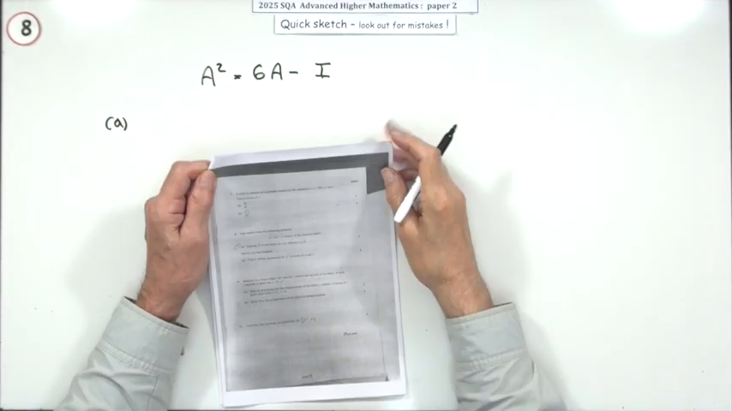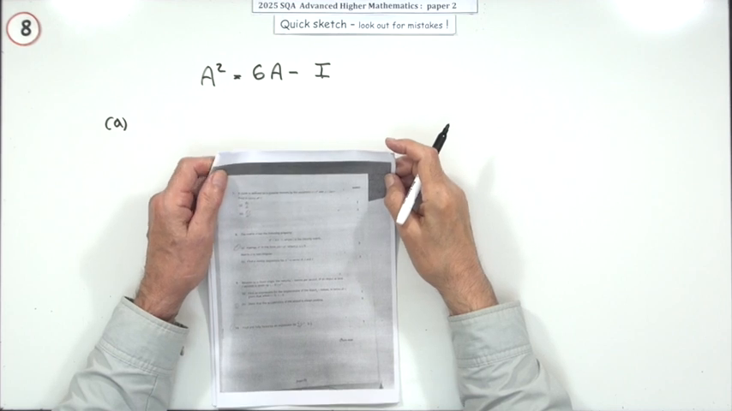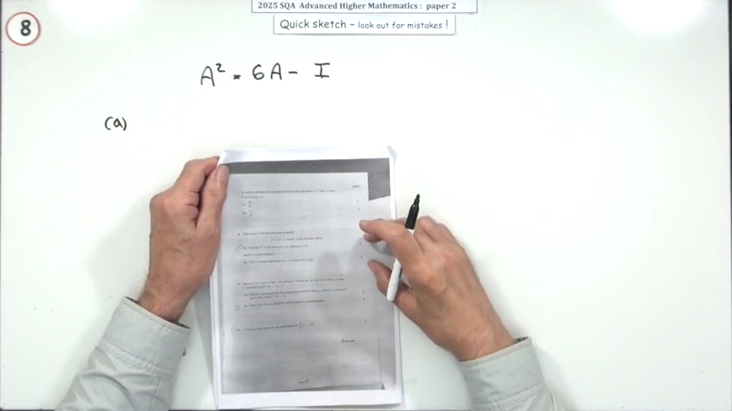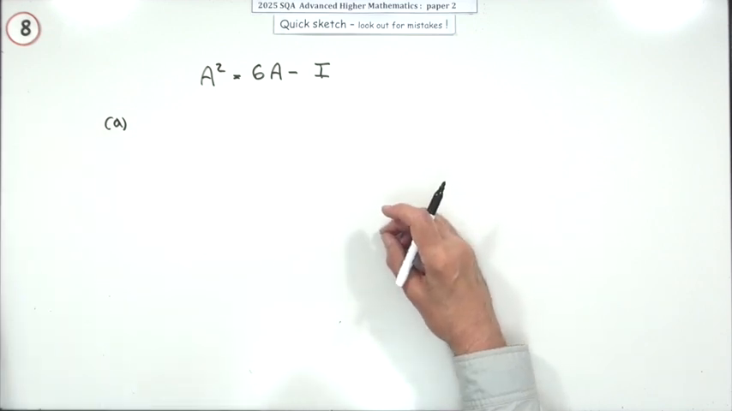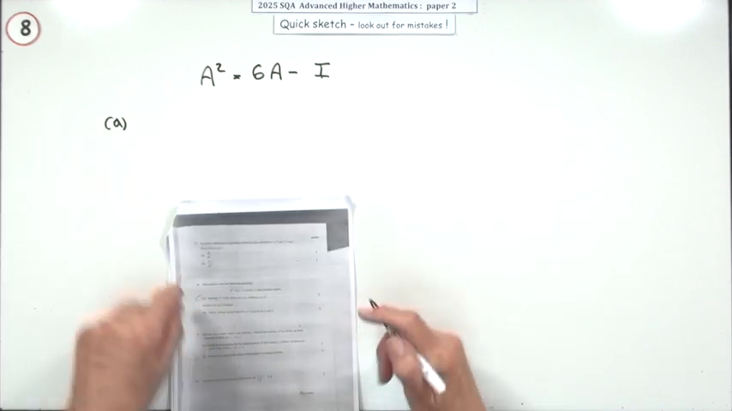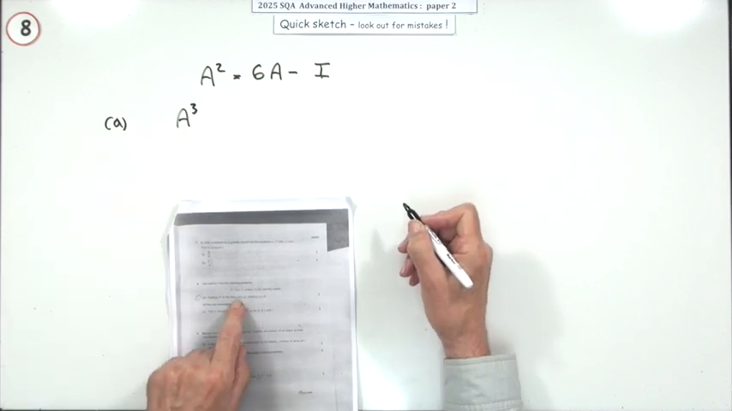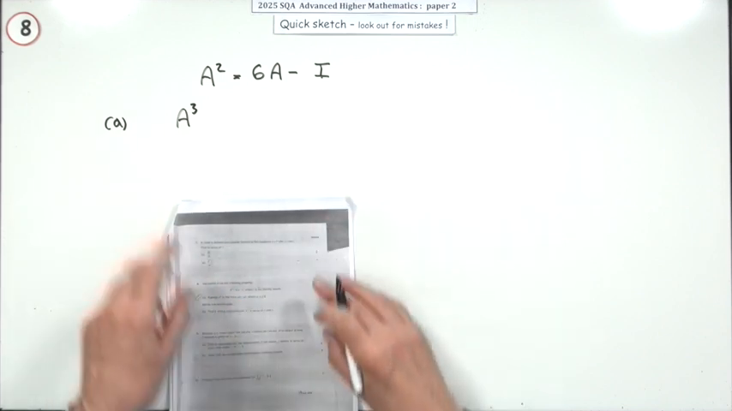Number 8 then, from paper 2, the 2025 Advanced Higher Maths, this little matrix algebra question. 4 marks here. There's not actually an awful lot you have to do. First of all, it says, what about A cubed? Can you express A cubed in terms of just A and I?